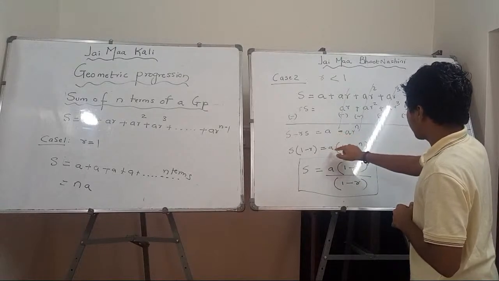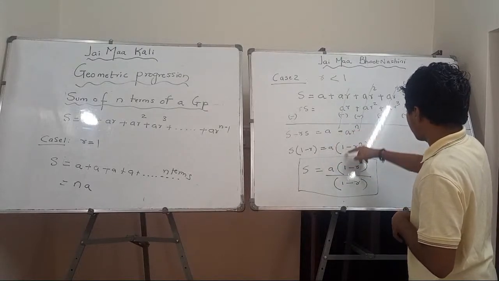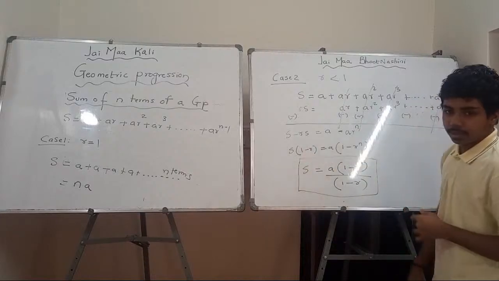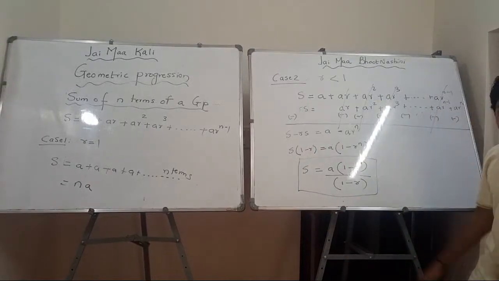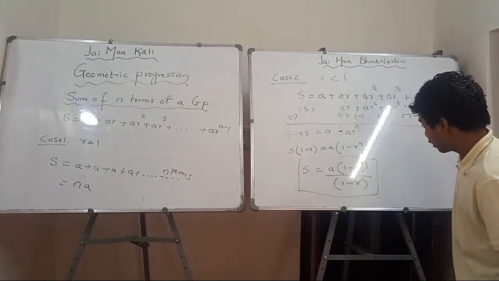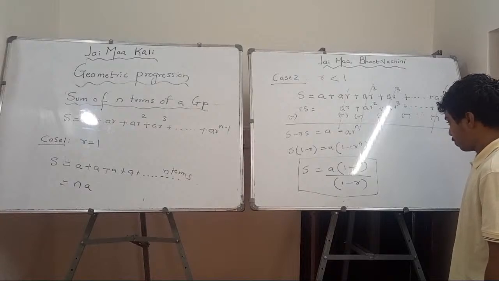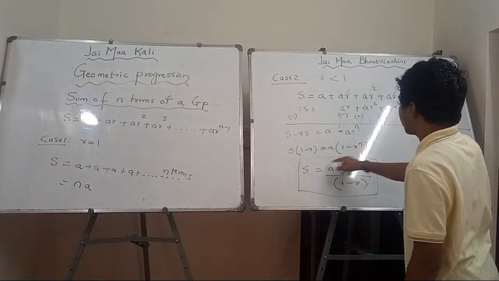And then what happens? Then you take A as common, and here you take S as common. So it is A into bracket 1 minus R to the n. And then how did that 1 minus R come down there? S had 1 minus R, right? So how did that come? I'm not clear on that.